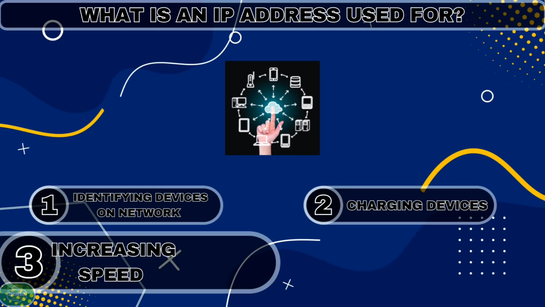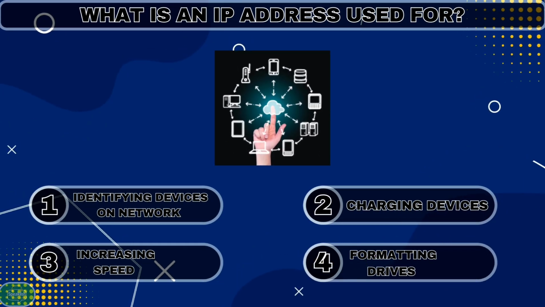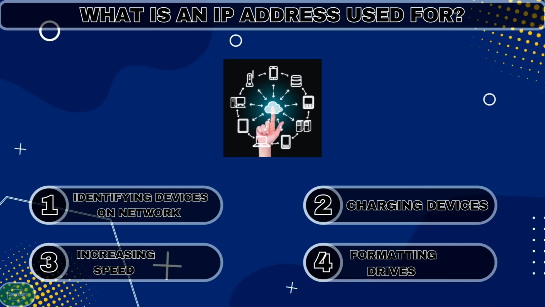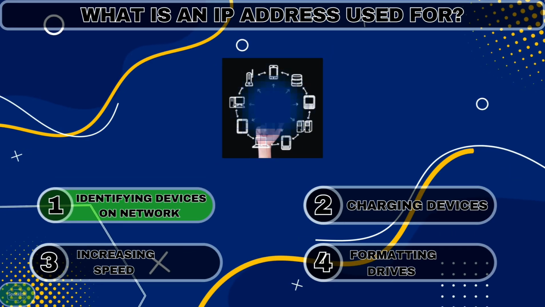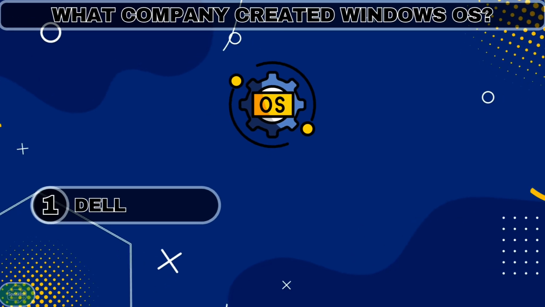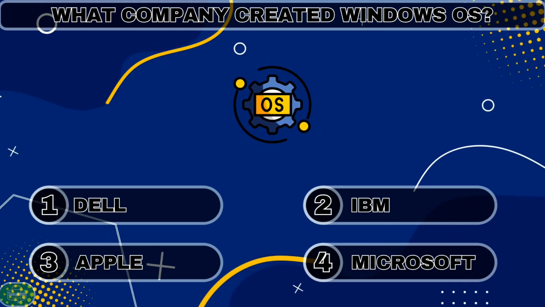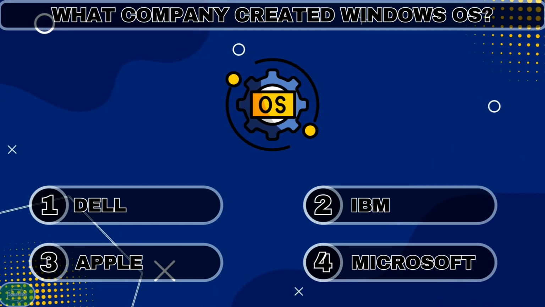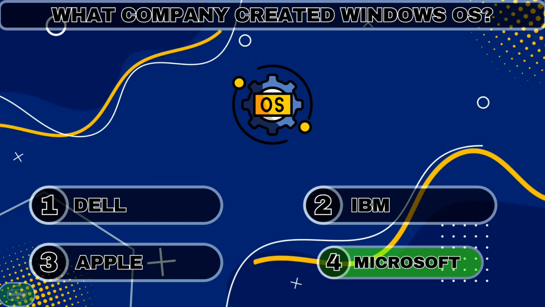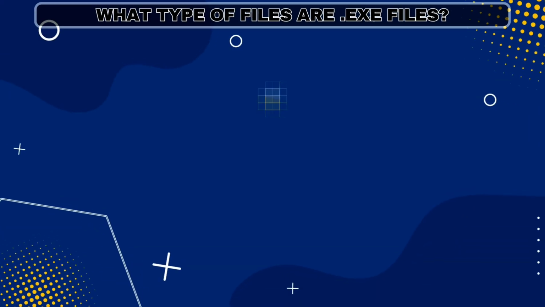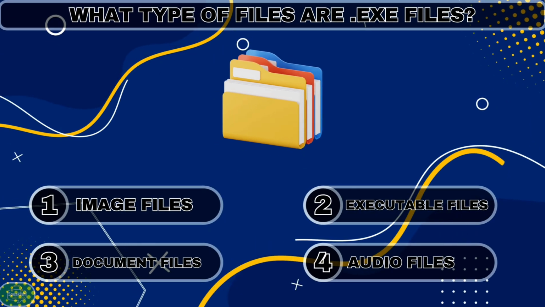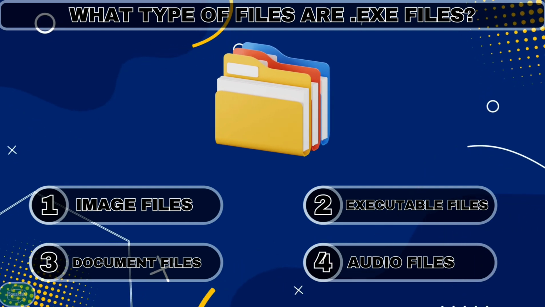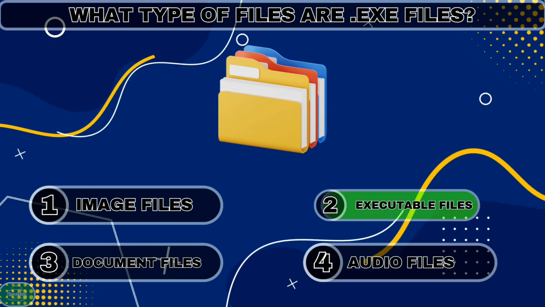What is an IP address used for? Identifying devices on network. What company created Windows OS? Microsoft. What type of files are .exe files? Executable files.